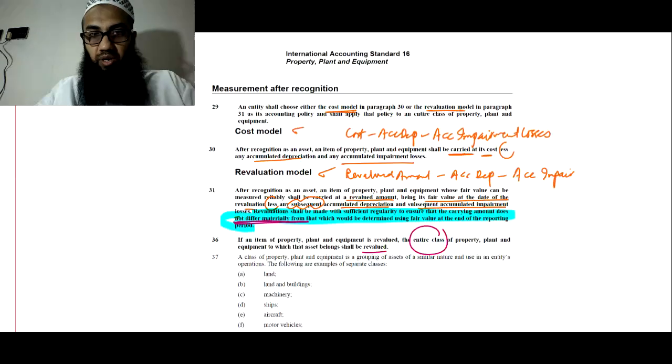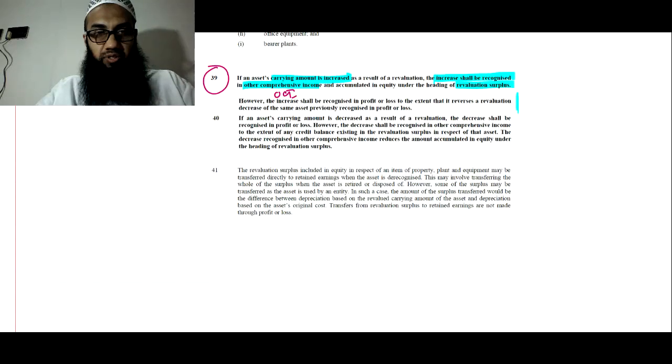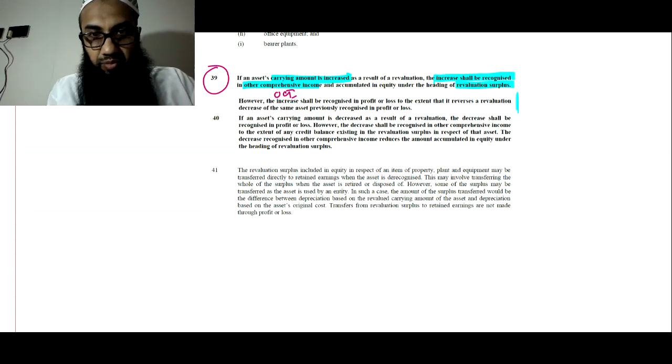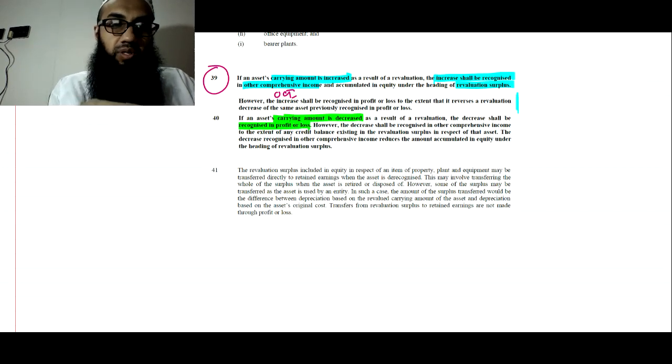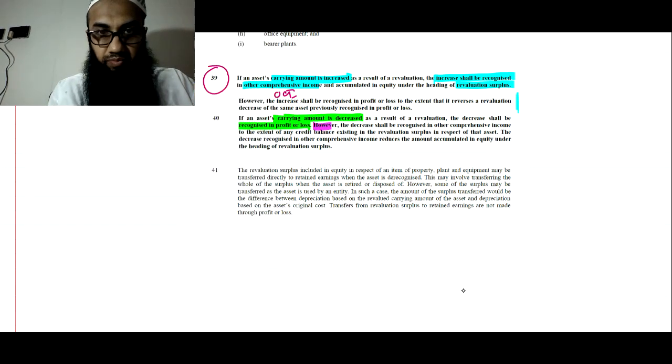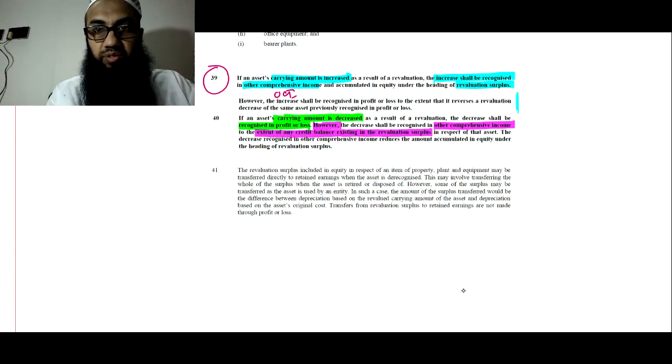To see that, we go to the paragraph. What does the paragraph say we should do? If an asset's carrying amount is decreased as a result of revaluation, the decrease shall be recognized in profit and loss. However, the decrease shall be recognized in other comprehensive income to the extent of any credit balance existing in revaluation surplus in respect of that asset.